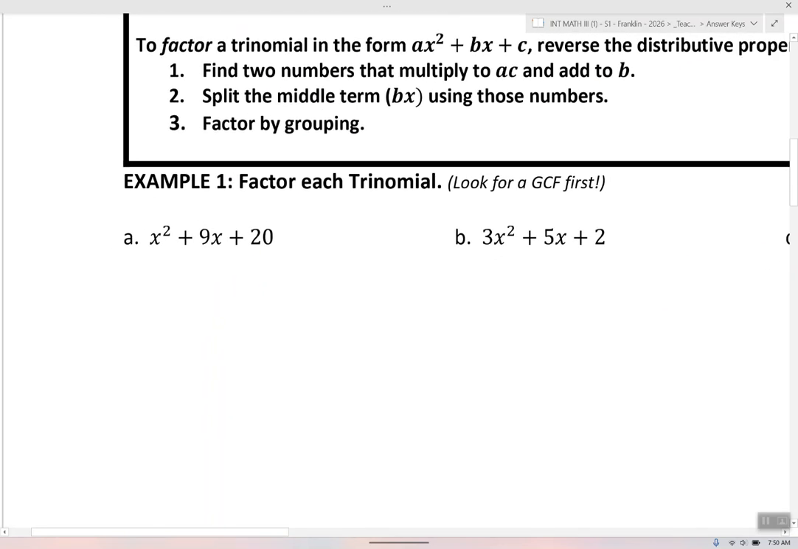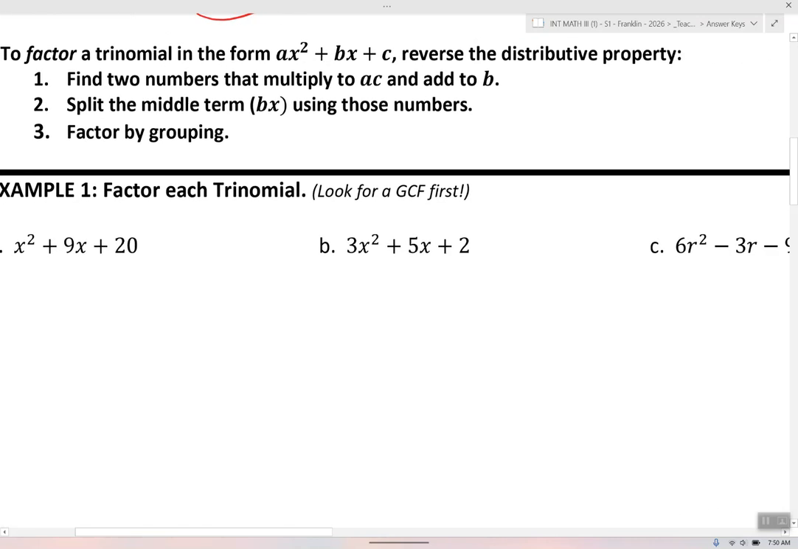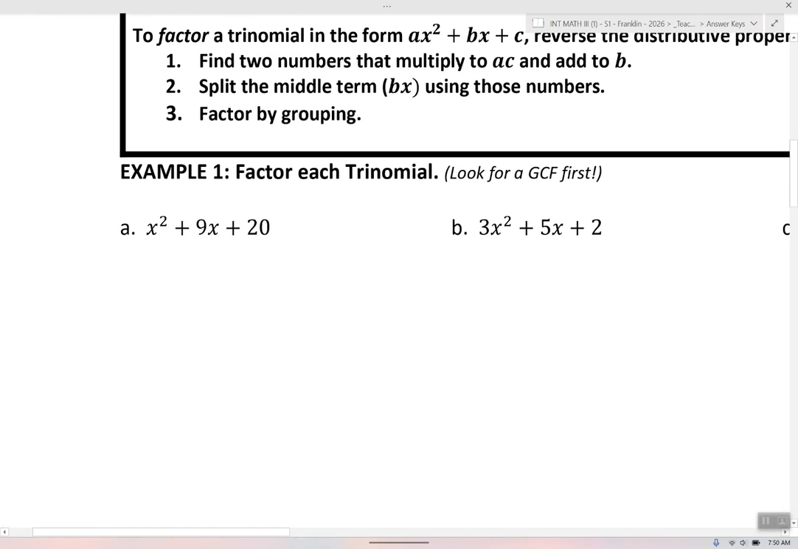So let's try this. Factor each trinomial and look for a GCF first. Always a good idea to look through for an overall GCF before we start. So for example, 1a, we do not have an overall GCF, and we're trying to find AC, two numbers that multiply to AC and add to B. Well, A is 1, so AC is 20. So we want to find two numbers that multiply to 20 and add to 9.